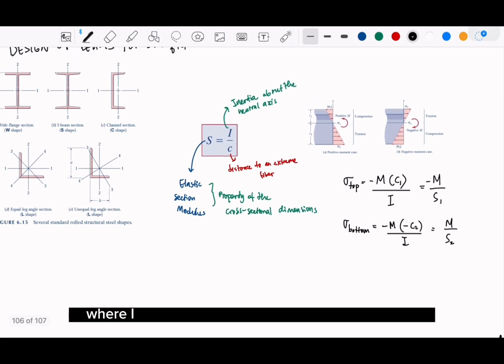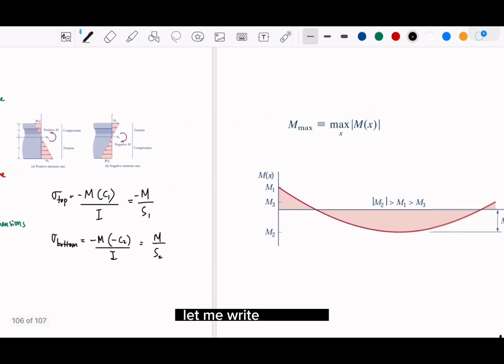let me write here. Can I write in the new page? I've prepared the picture on the new slide. Let me write first, okay, let me write first here.